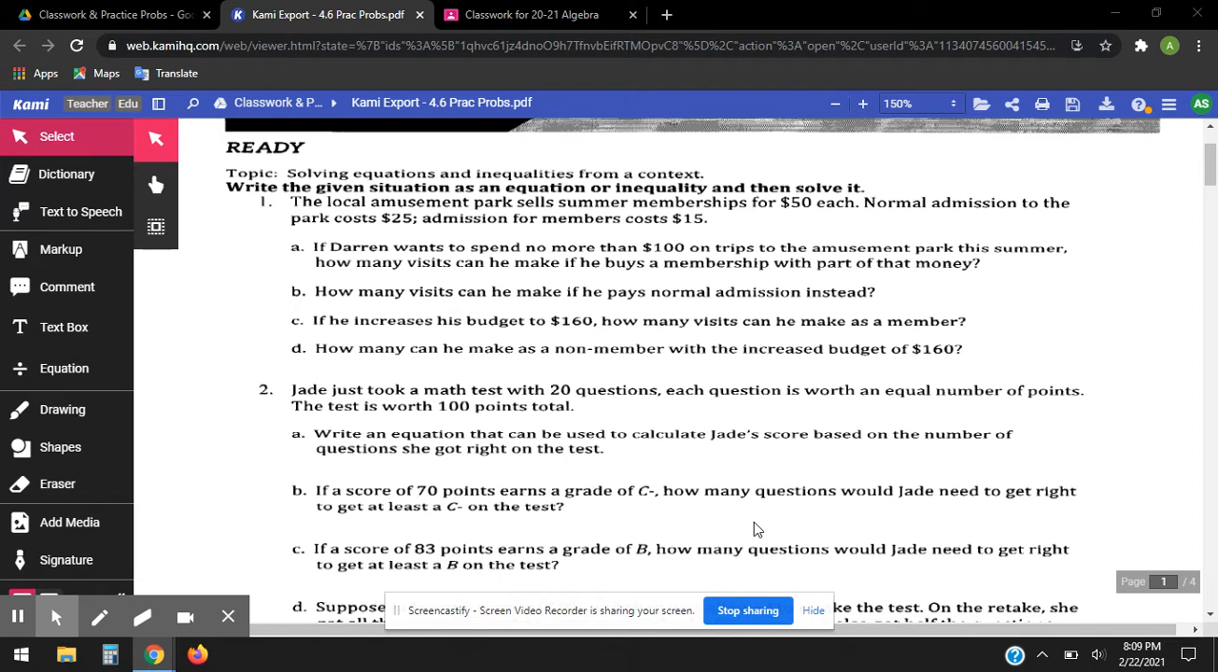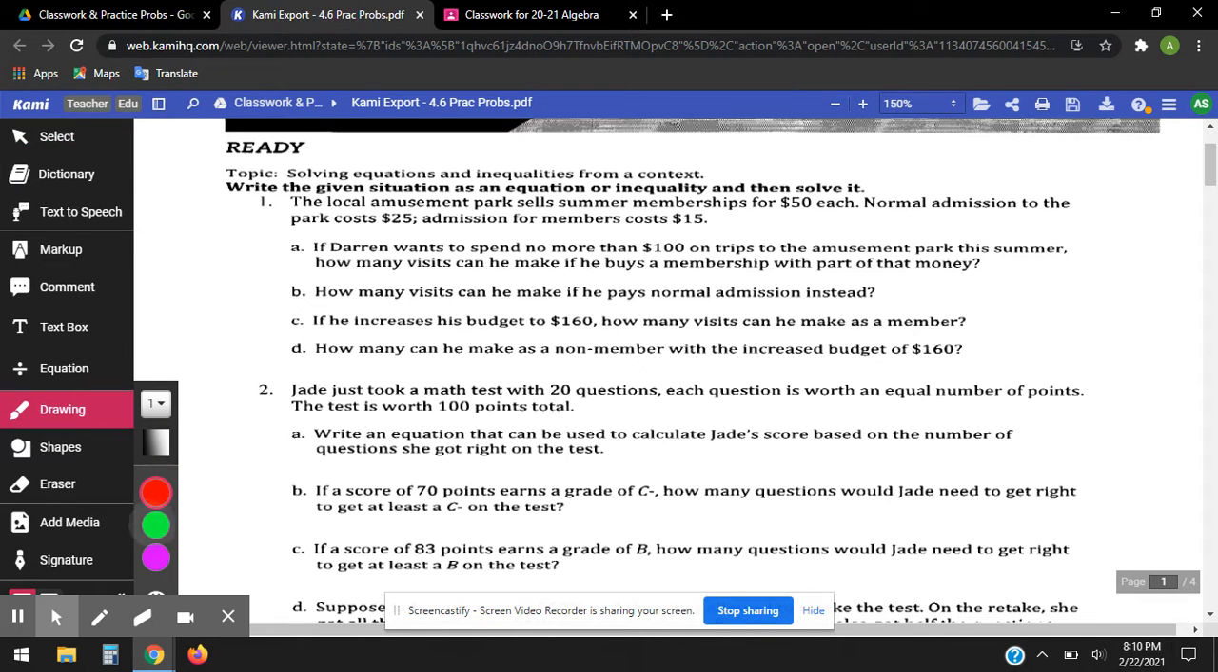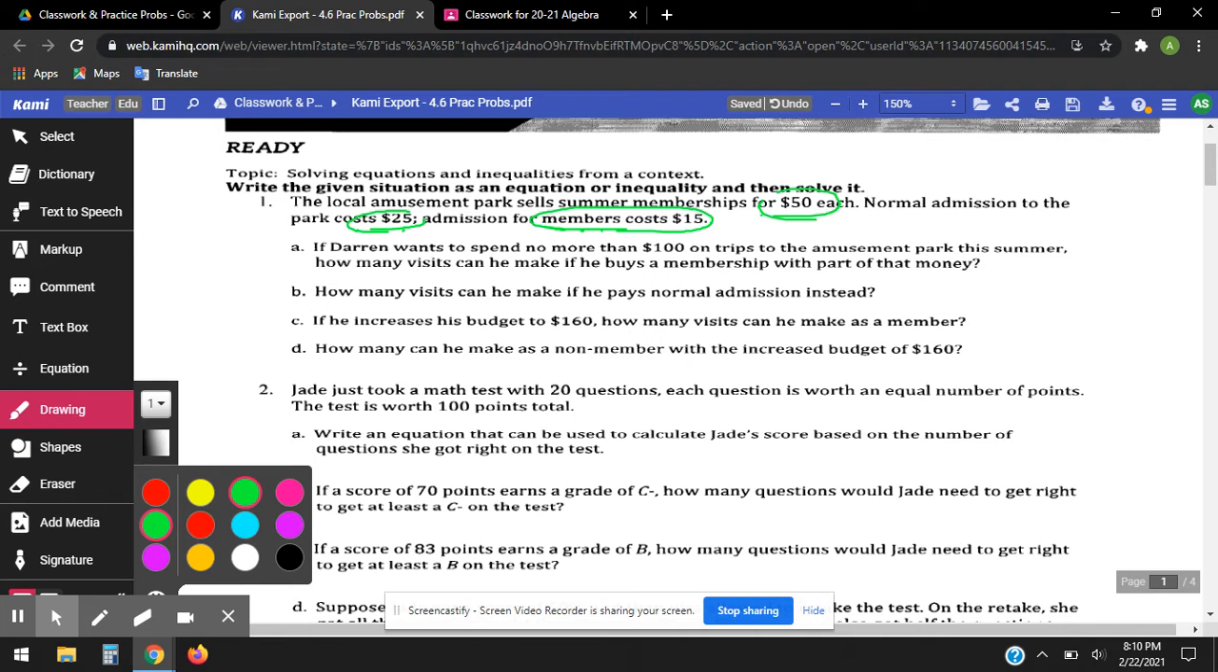So, the local amusement park sells summer memberships for $50 each. Normal admission to the park costs $25, and members' admission costs 15. So if Darren wants to spend no more than $100 on trips to the amusement park this summer, how many visits can he make if he buys a membership with part of that money?